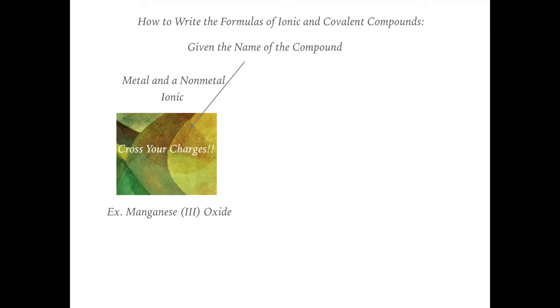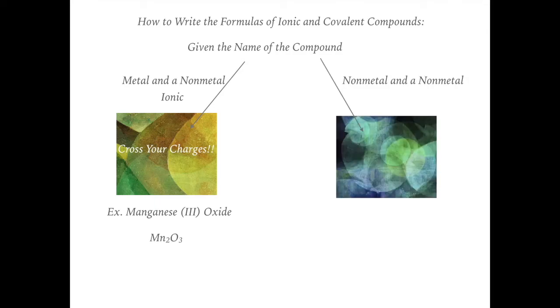For example, if I'm given manganese(III) oxide, I know the charge of manganese is 3 plus, I know the charge of oxygen is 2 minus, so I'm going to cross my charges and that becomes Mn2O3. That should be review. The new concept is if I have 2 nonmetals and have covalent bonding as a result. To write the formula, I'm going to take the prefixes and simply write the formula using the prefixes. So sulfur dioxide tells me I have 1 sulfur and 2 oxygen, so the formula is just going to be SO2, and that's it.